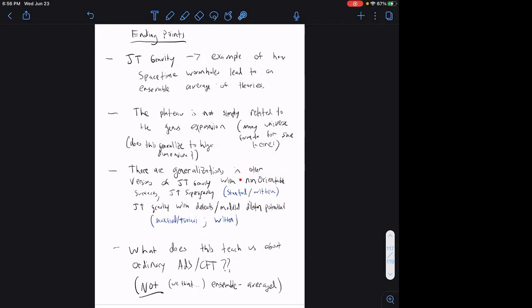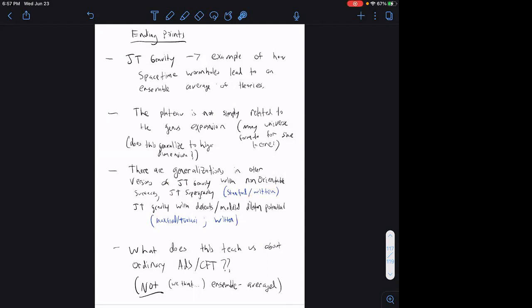If you talk about non-orientable surfaces, you can find a matrix integral dual which is in the GOE or GSE symmetry class. So those are the other symmetry classes I talked about a couple days ago. You can also look at versions of JT supergravity that have additional kinds of matrix integral duals. So this is from work by Stanford and Witten.